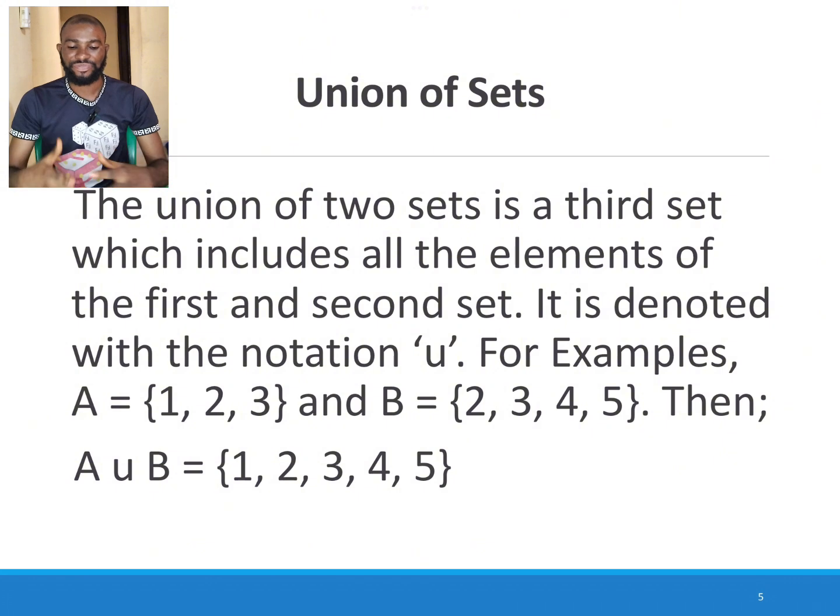What's the union of sets? Just like I've said, the union of sets is a third set which includes all the elements of the first and second sets. Take note, there should not be any repetition. You can see here you have 1, 2, 3 as the elements of the first set A, and 2, 3, 4, 5 as the elements of set B. Your union must not have any repetition. You can't repeat 2 and 3. So A union B is simply equal to 1, 2, 3, 4, and 5, with no repetition. I believe that's clear enough. So let's now move on.